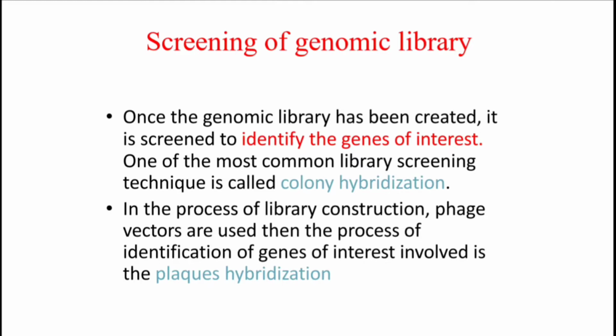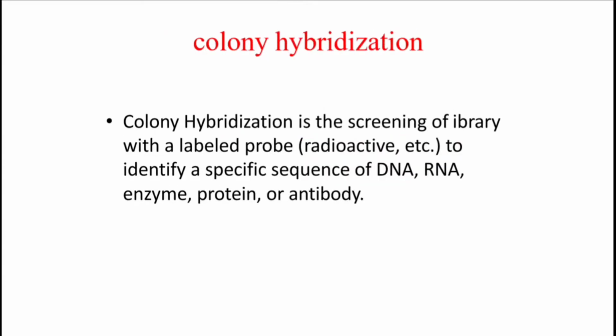In the process of library construction, phage vectors are used. Then the process of identification of the gene of interest involved is plaque hybridization. Means what? We have to hybridize the plaques which are obtained during the experiment. Okay? Automatically the concept may come to your mind that plaques are directly proportional to the bacteriophages. The bacteriophages are going to produce the plaques, and we are going to hybridize the plaques or the gene of the bacteriophage. Now, what is colony hybridization?